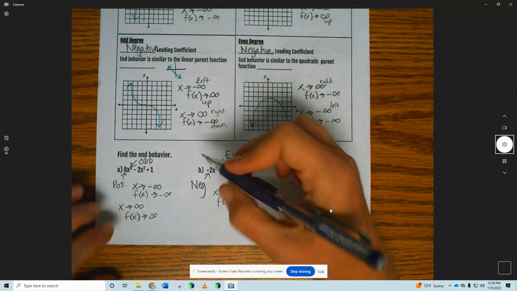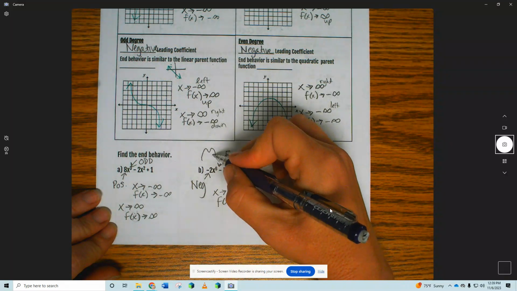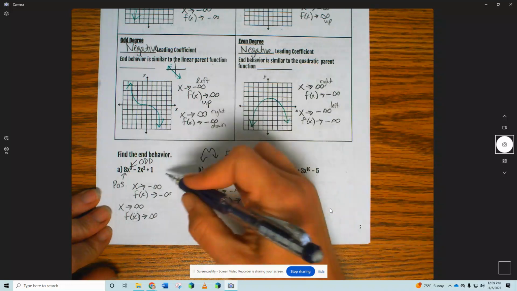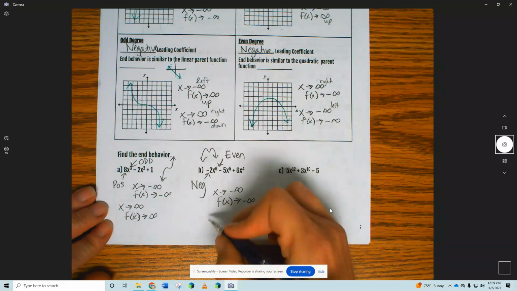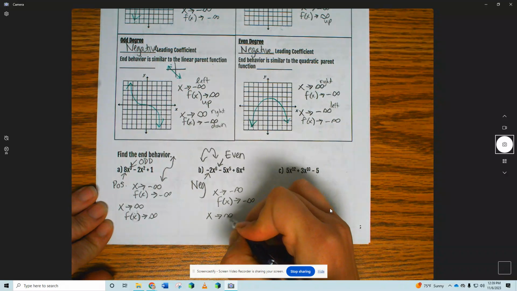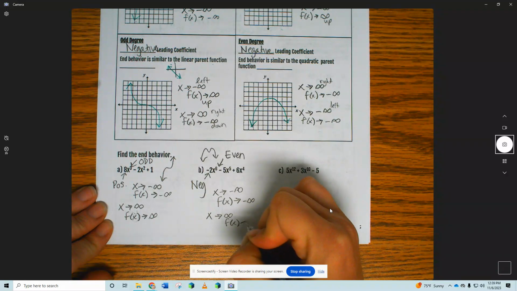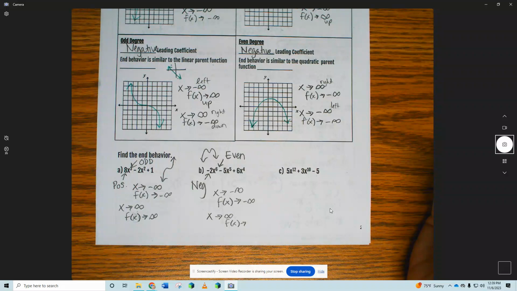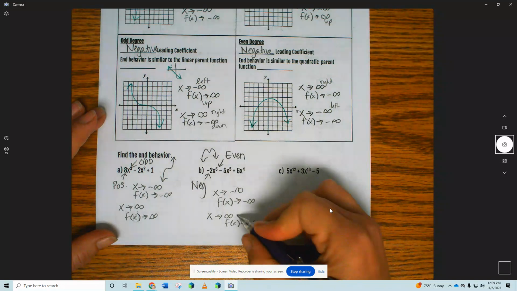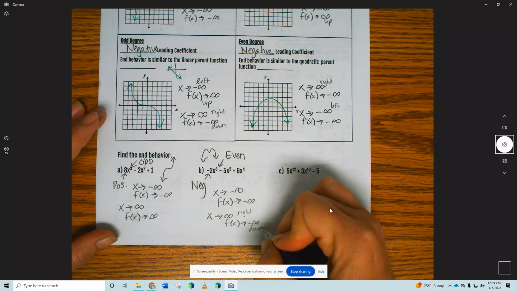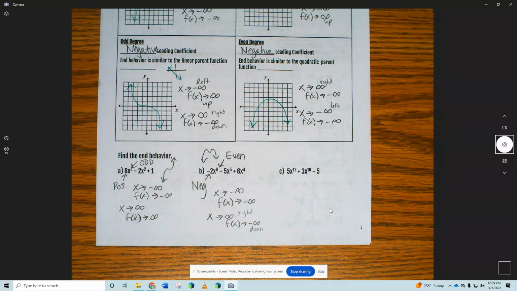And I'll even draw what it looks like. As x goes to positive infinity, y is still going downward. Right down. Okay, is this all clear?